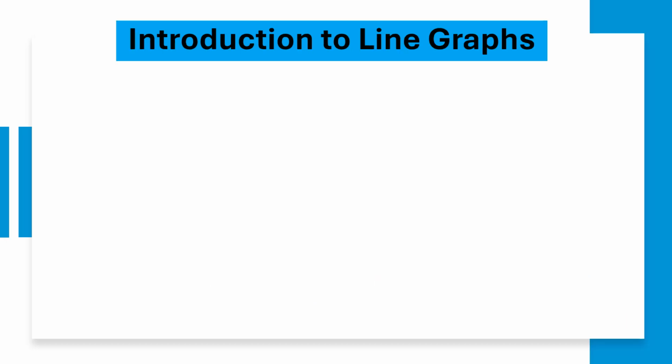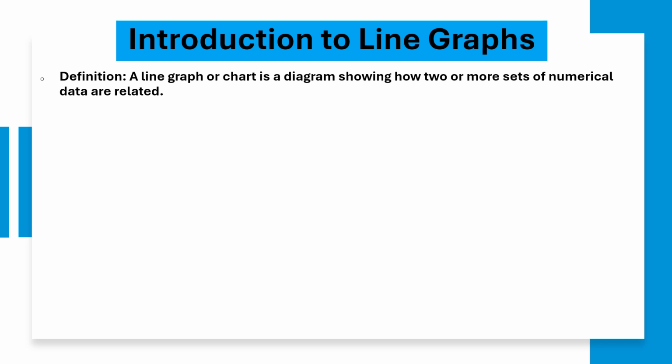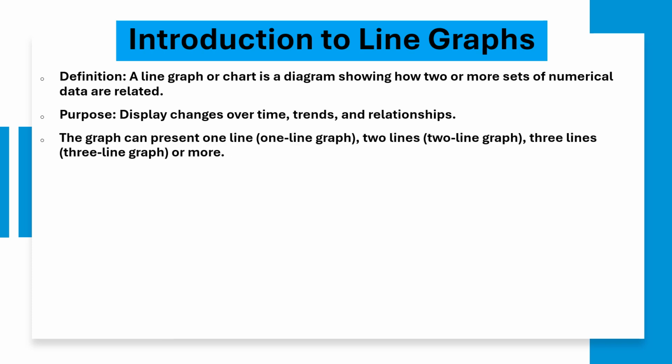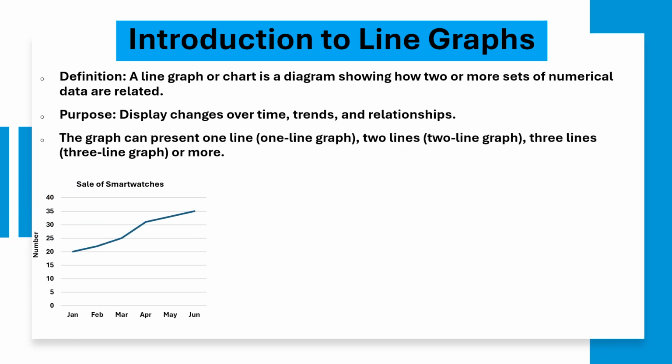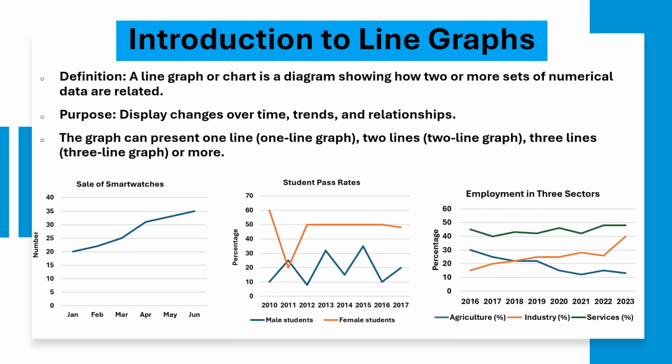Let's first look at what a line graph is. A line graph or chart is a diagram that shows the relationship between two or more sets of numerical data. It's commonly used to display changes over time, identify trends, and illustrate relationships between different data sets. Line graphs can feature one or more lines. For example, you might see a graph with a single line, two lines, or even three or more lines, depending on the complexity of the data being represented. Take a look at these images here to see some examples.